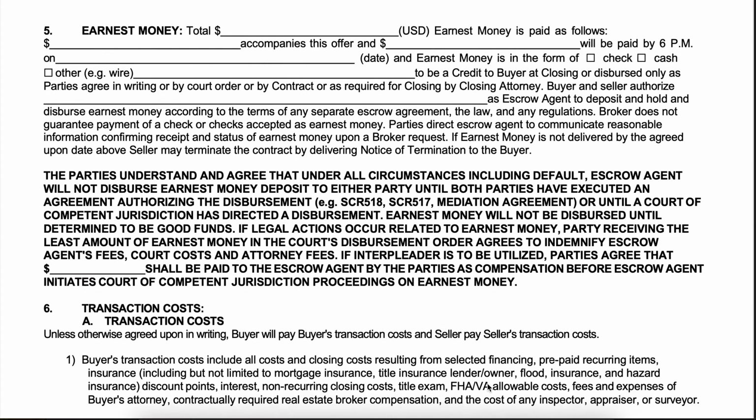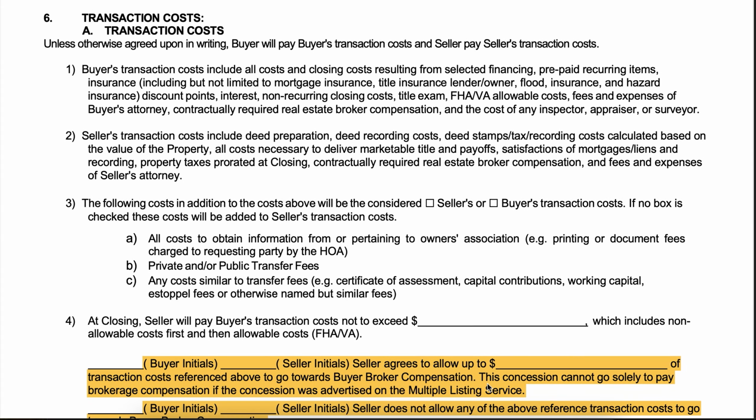So the first change is to paragraph 6. In paragraph 6 is where we discuss transaction cost. In paragraph 1 is listed all the buyer's transaction cost, everything the buyer is going to have to pay for at closing. One of those items is contractually required brokerage compensation. That would be any amount of compensation that is left after a compensation agreement that the buyer is still responsible for paying. That is not all of their closing costs. That is one of the many items that is listed in paragraph 1.